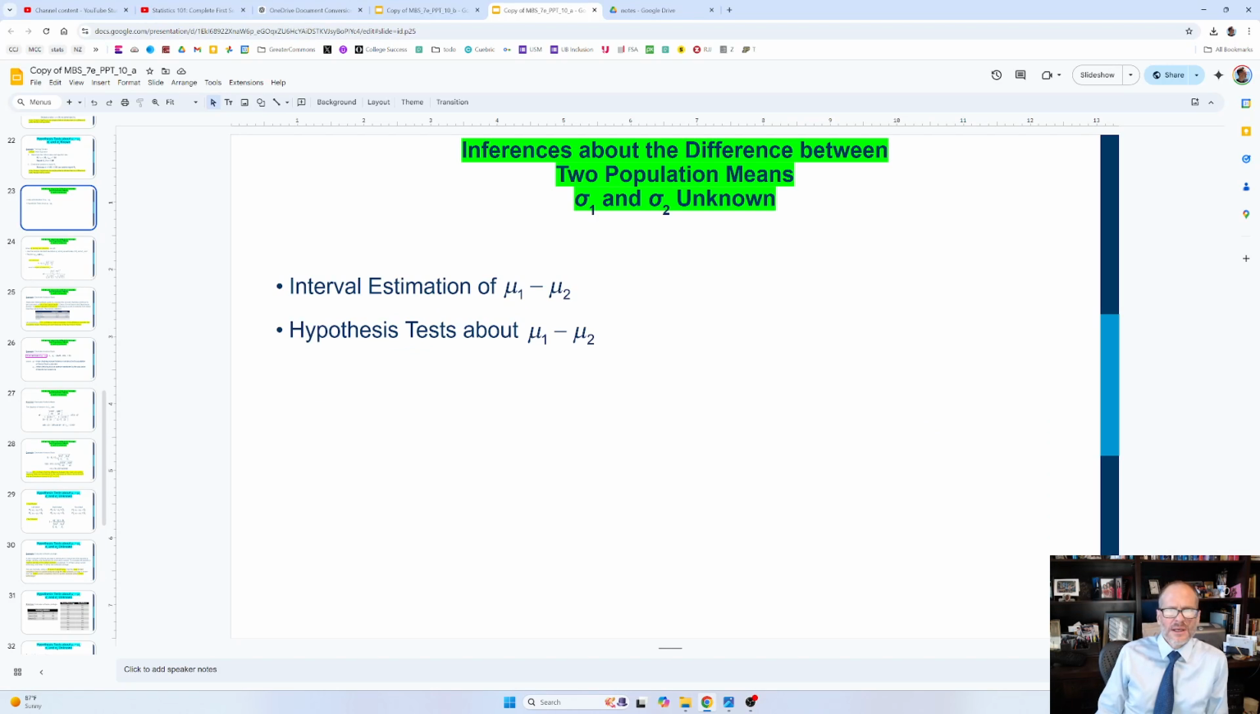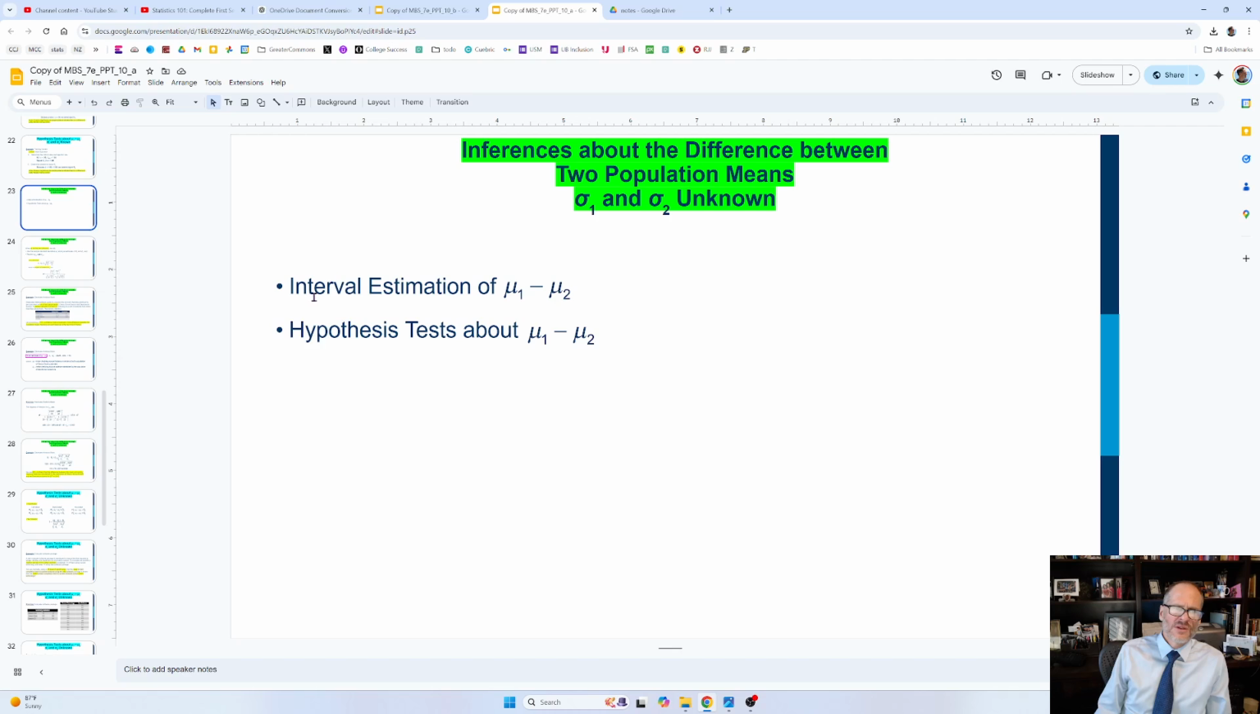Okay, so now we're going to look at two situations where we work with samples for two populations, and we want to get some information about those two populations. We're going to take samples of each population, and then we'll make inferences about the populations based upon the samples. In these two situations, the population standard deviation is unknown in each of those populations.